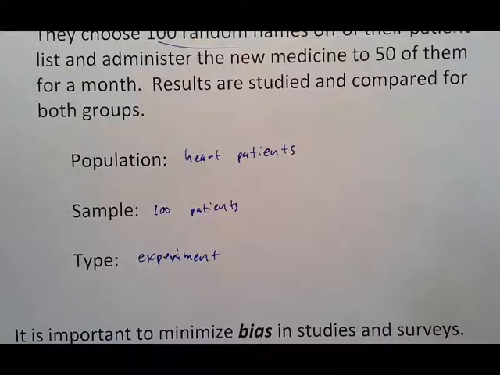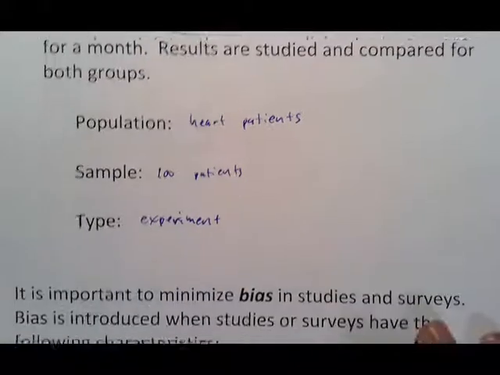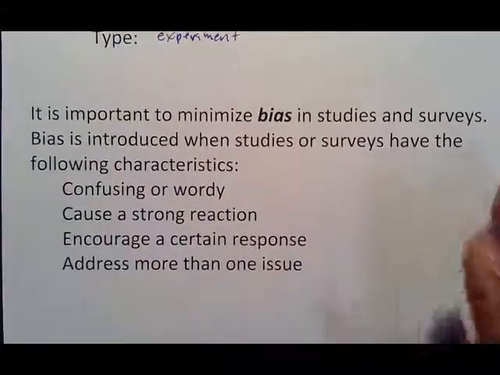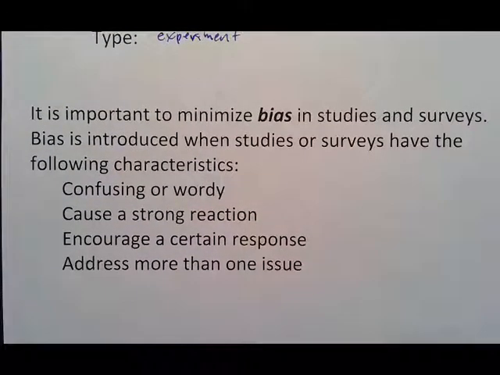But other than that, that is the general idea on the first part of what we're talking about. The second part here is important to minimize bias in studies and surveys. We talked about how the sample represents the population, and in this world, in this day, people use false statistics to try to persuade people to do things.